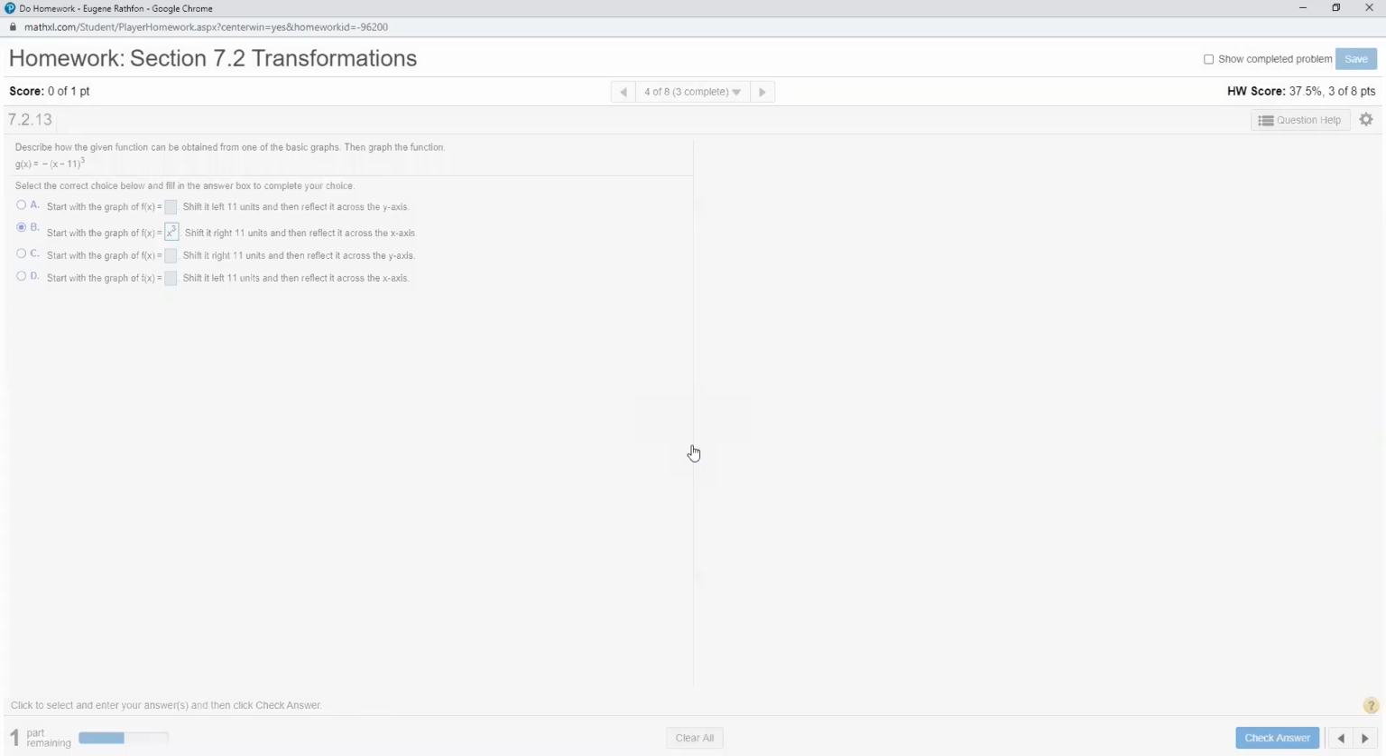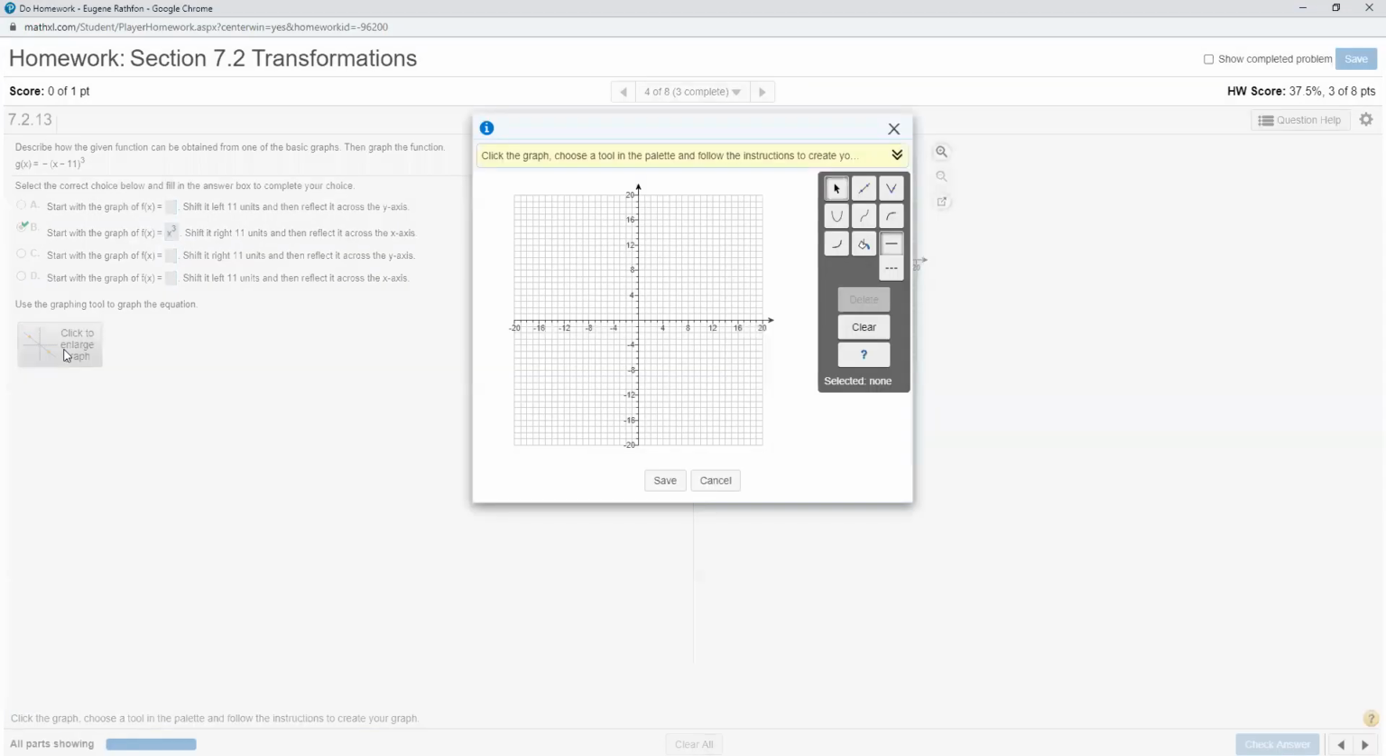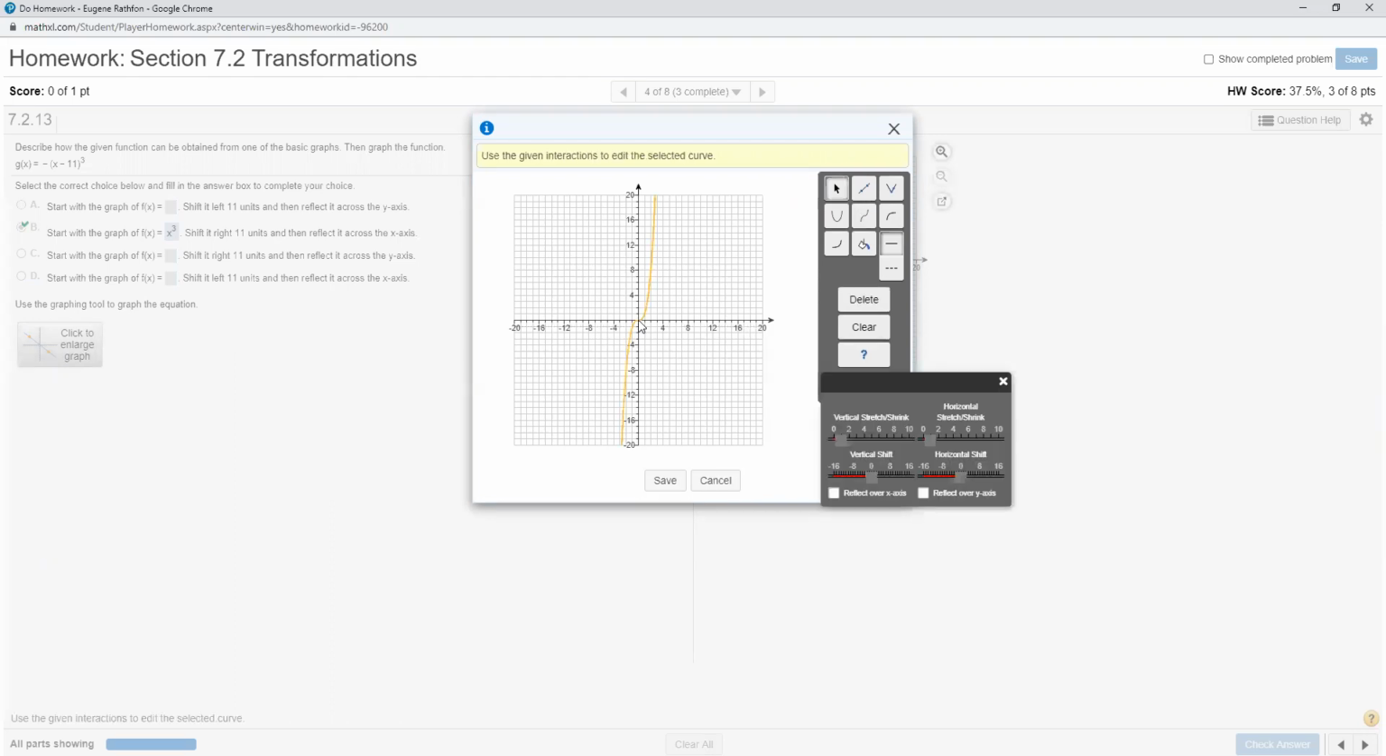Now this one, we're going to click the graph. Since that's an exponent 3, we want the cube tool. And the cube tool is this little curvy looking line. So click it, and then remember, stick it right in the middle. It's going to draw the curve. We got to go over here and tell what happened.